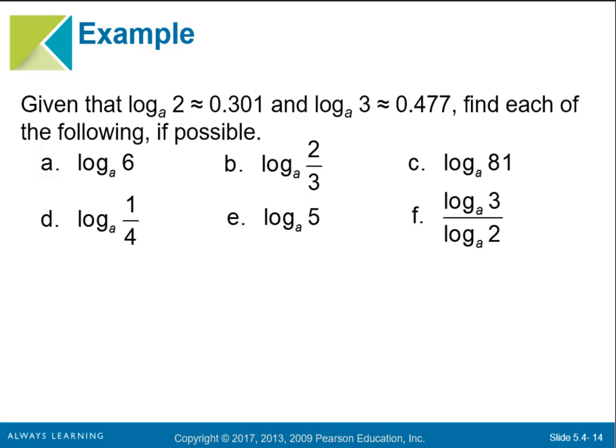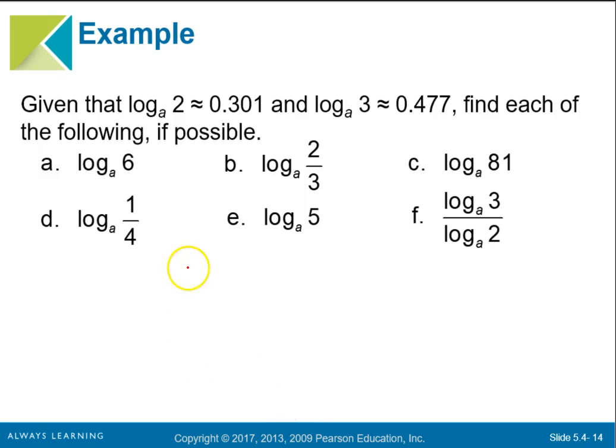All right, so here we're being told what we have as actual values. We're being told log base a 2 is about 3.301, and log base a 3 is 0.477. So in that case, we're going to have to think about what's happening, and we're actually going to plug in numbers at some point. So here we go.